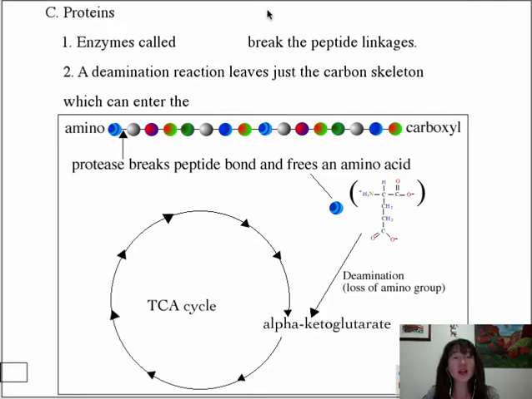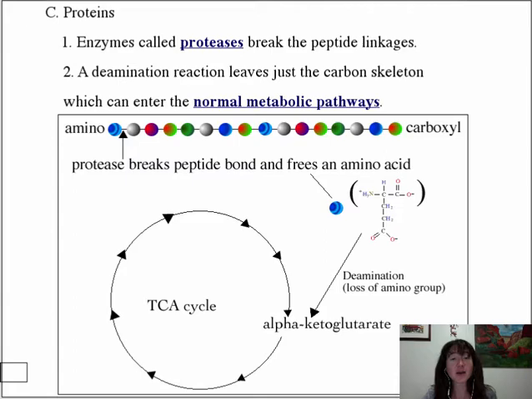But we recognize then that proteins can, in fact, enter into catabolism when enzymes called proteases, of course, break those peptide bonds. And then deamination takes place to allow these amino acids to enter into catabolism. And depending upon the amino acid, they'll enter in at slightly different places. For example, the amino acid alanine, it can enter in as pyruvate. It's closer in structure to that catabolic intermediate.